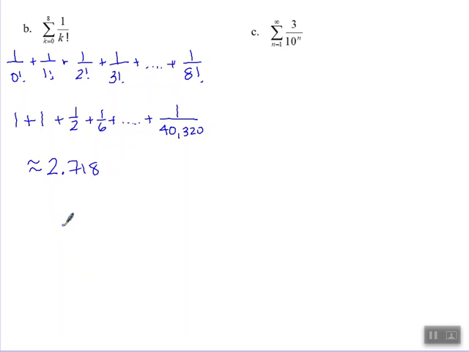You might notice that that's essentially what e is. If we had changed this summation so we had k equals 0 to infinity of 1 over k factorial, that is equal to e.